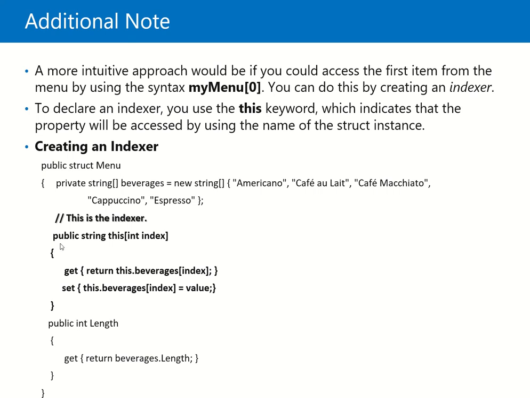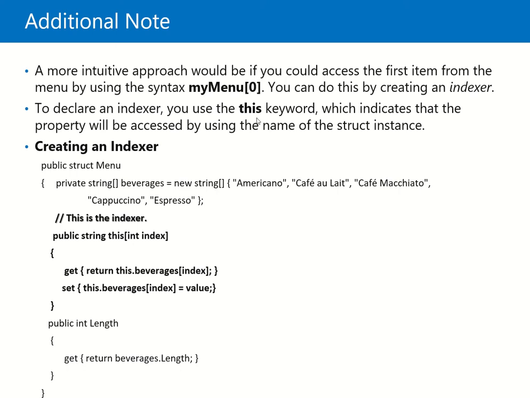This is how it works. Let's say you create a private array of strings called beverages, which consists of the same thing: Americano, cafe au lait, cafe macchiato, and so on. The values are the same. It's just that this beverages variable is private, so it's only recognized within this structure. So how do you make this variable recognized outside the structure? You create a property. You create the property called public string.